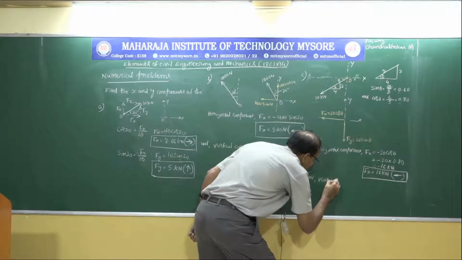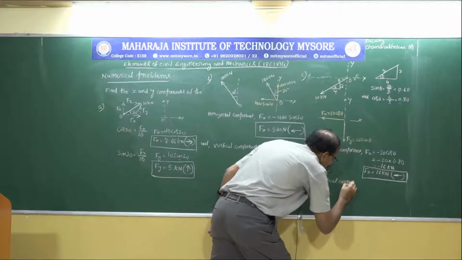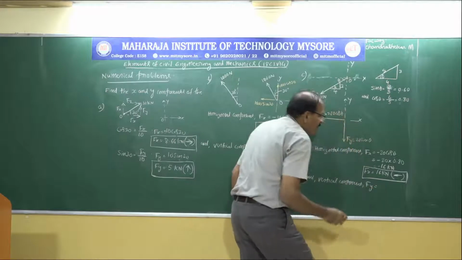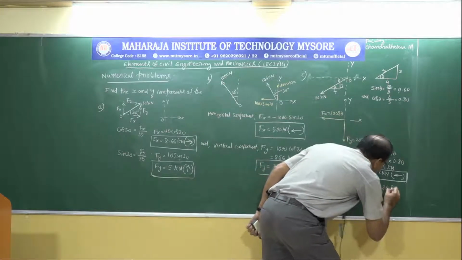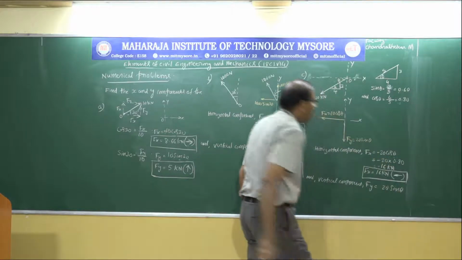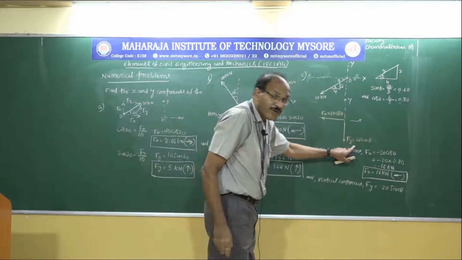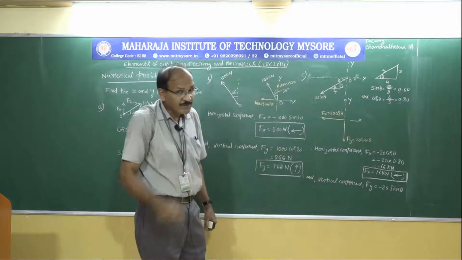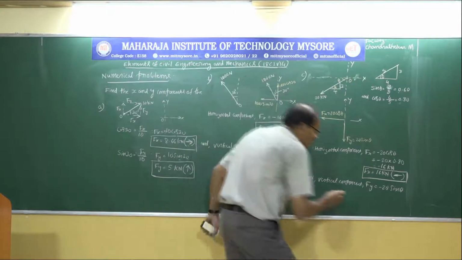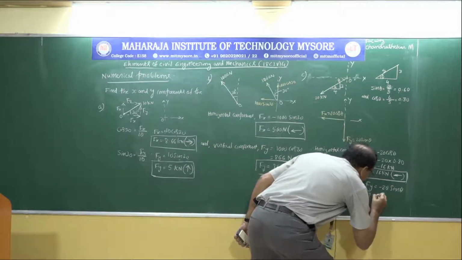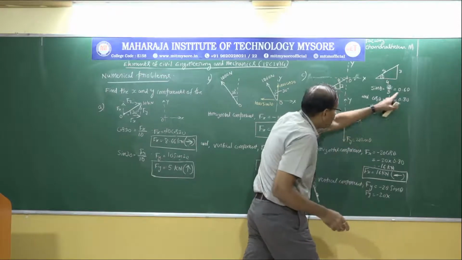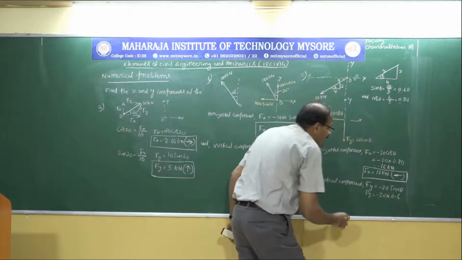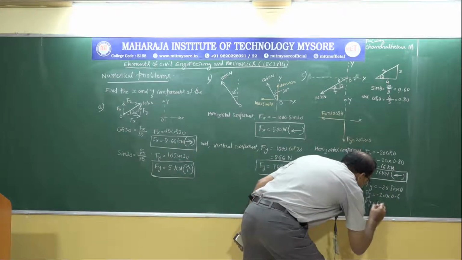the vertical component Fy equals, again, 20 sin theta. What is the sign? Minus sign. Why is it minus? It is acting downwards. So Fy equals minus 20. Sine theta is 0.6. That is equal to 12 kilonewton. So Fy equals 12 kilonewton.